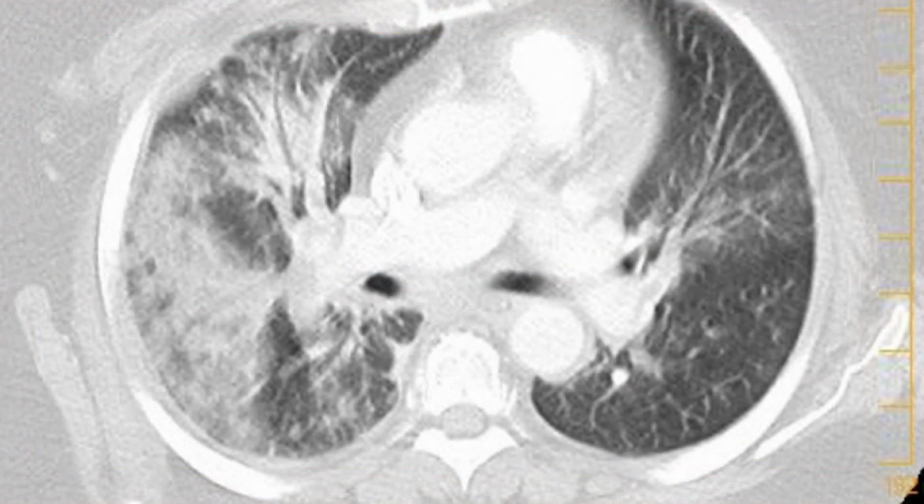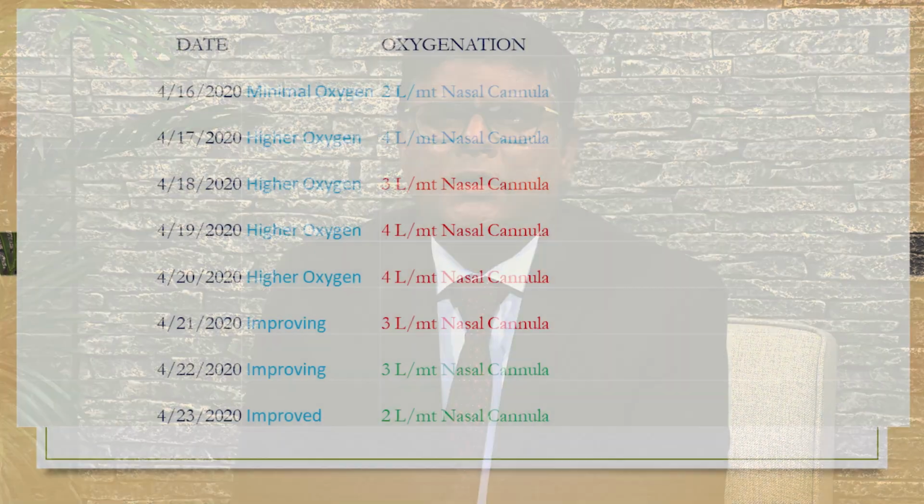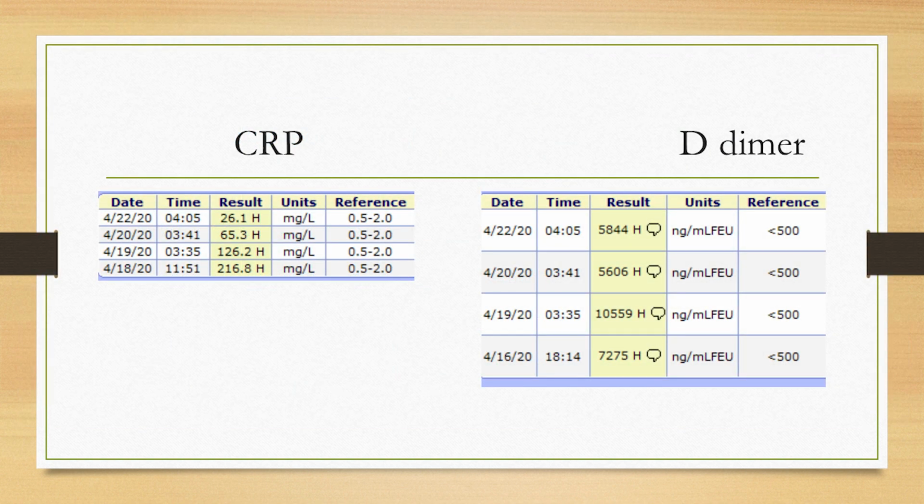And the next patient, same thing. This chest CAT scan shows white opacities. And the oxygen requirements, as you can see, he never had to go up. I think he required only 4 liters. Eventually, he was weaned off to 2 liters of oxygen within about close to 7 days. The same thing shown here, a summary. He was requiring initially 2 liters and then went up to 4 liters and came down to 2 liters. And the CRP here is 216 and went down to 26, and D-dimer is also going down here.